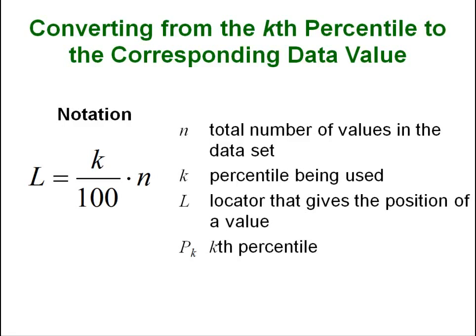So, things we've already seen: N still means the number of things in your sample. In this case, K is new to us, and that's just the percentile that we're looking for. L is our answer. They call it the locator. That just tells us where in the list of data values we are. And then P sub k is the kth percentile. So if we're looking for the 50th percentile, then that just means K equals 50 in this formula.